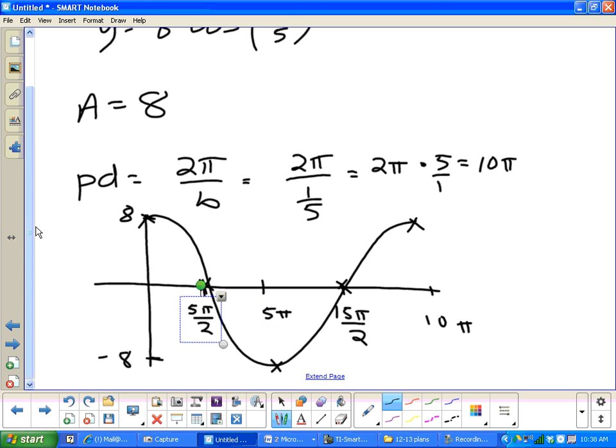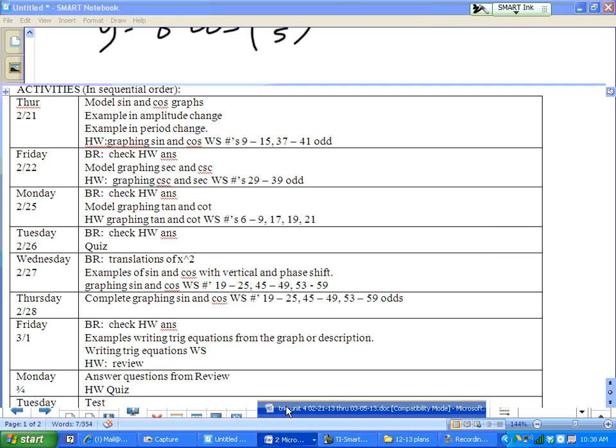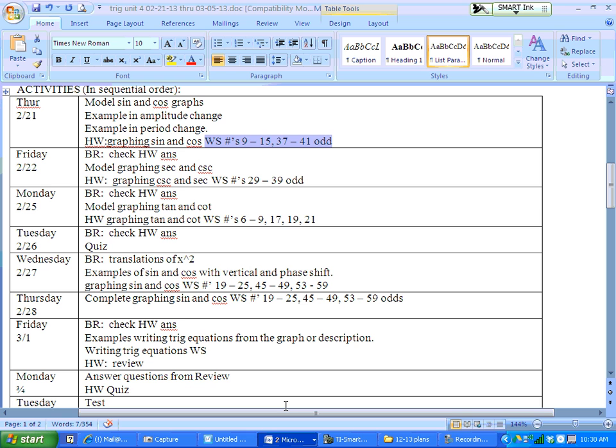All right, on the sheet that I gave you, on the sine and cosine curves, I don't have it written up on my board. I'm kind of behind over there. Right here, can y'all see that? Probably not. It says 9 through 15, and then 37 through 41, odds on all that. Every one that you do is an odd problem. 9 through 15, 37 through 41, all the odd ones.